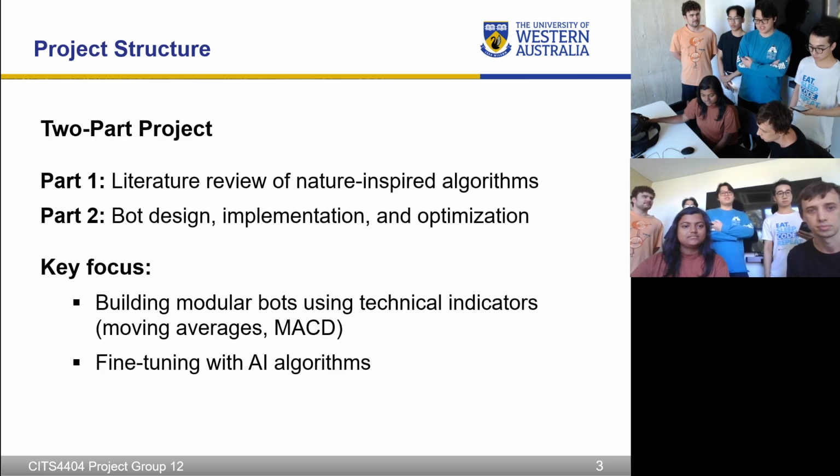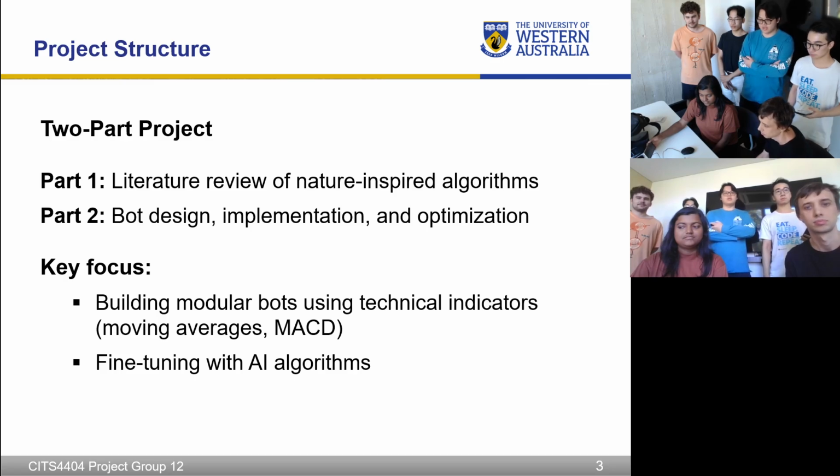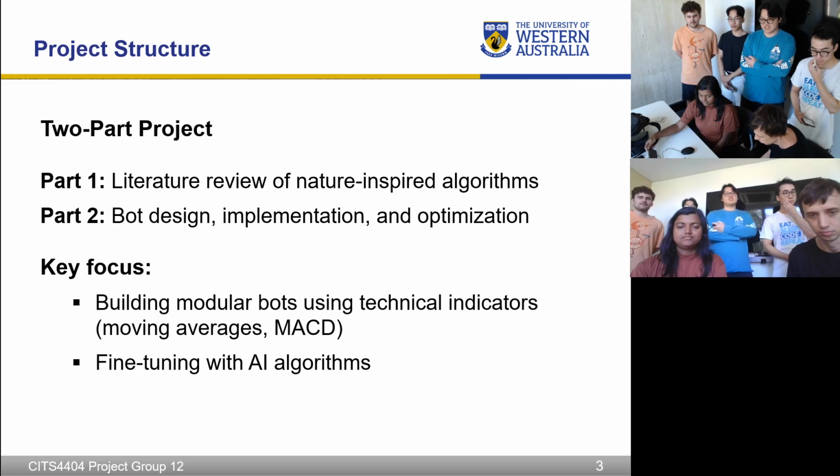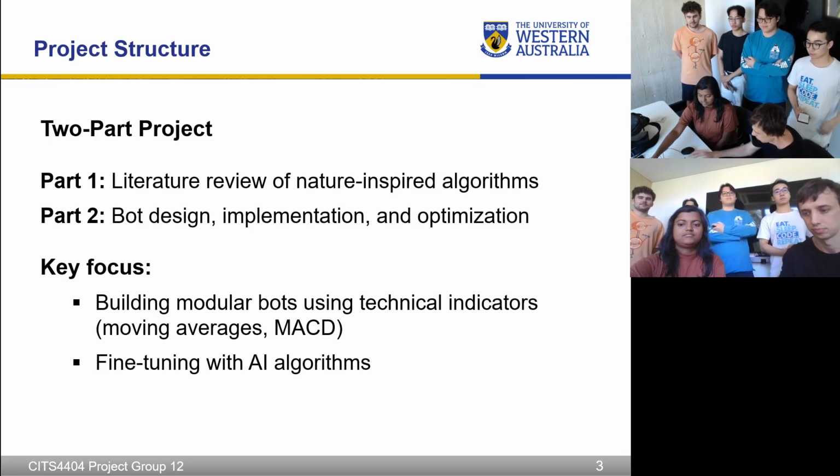Our project was divided into two main parts. In the first part, we will review the nature of the nature-inspired algorithms, investigating how they work and which might be suitable for our trading bot's optimization. And in part 2, we designed, implemented, and optimized our trading bots, which use techniques like moving average and MACD signals. Our main focus in this project is how we can build an effective trading bot and how we use different optimization techniques to optimize them.